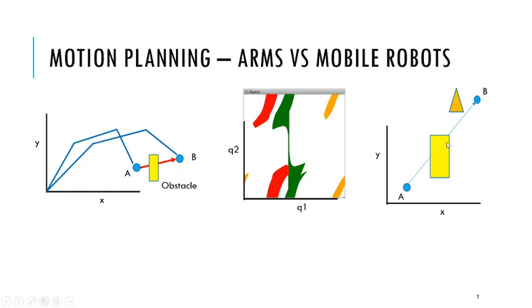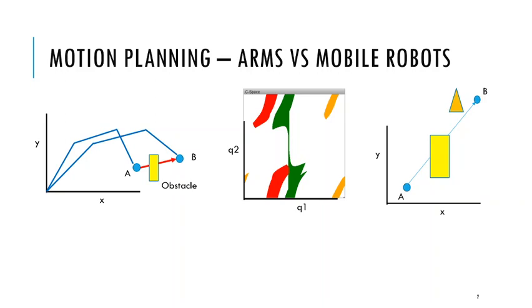Now here again is our mobile robot, still shown in Cartesian space with x and y along the axes. So motion planning for both of these cases is to find a path that gets us moving from point A to point B without hitting any obstacle along the way, right?